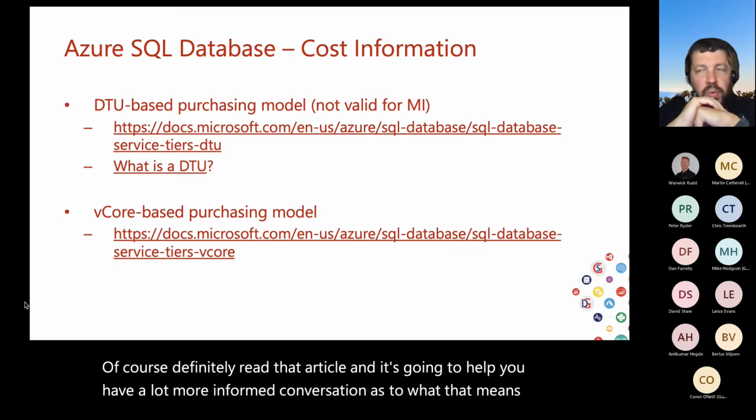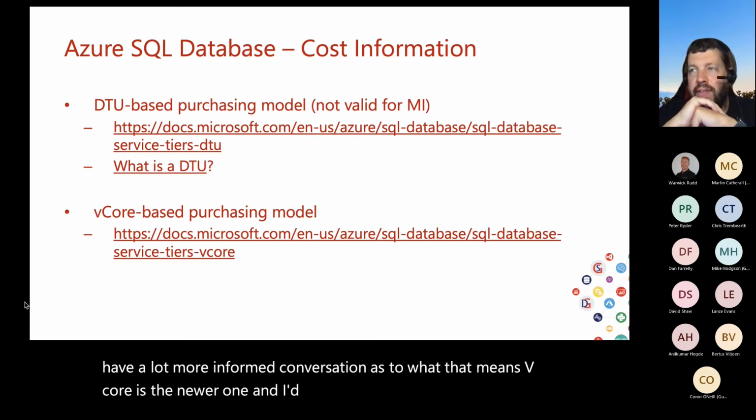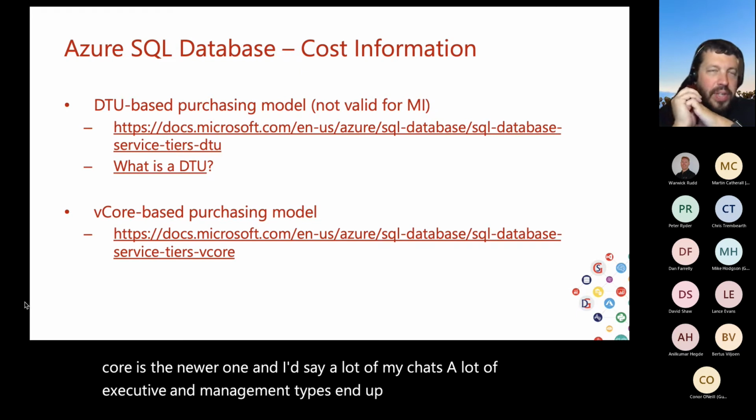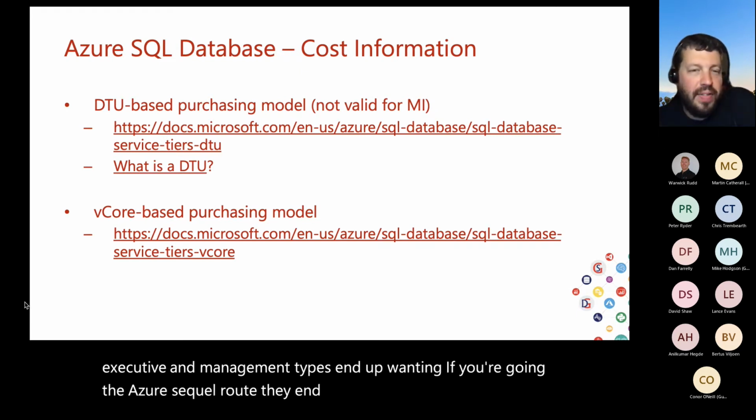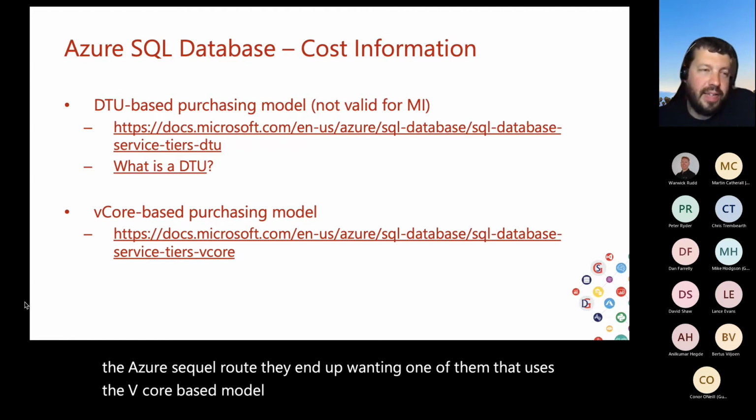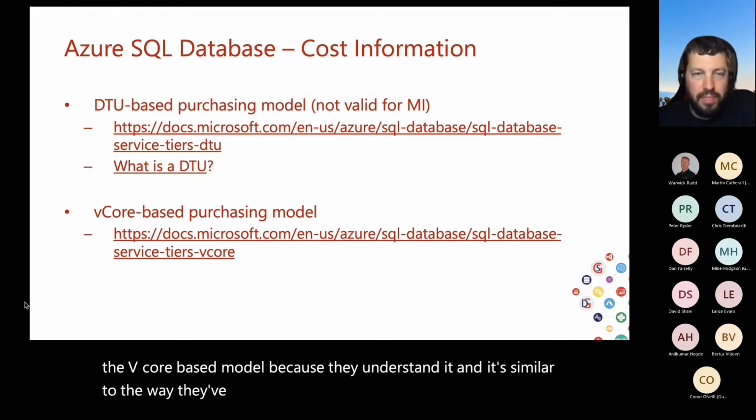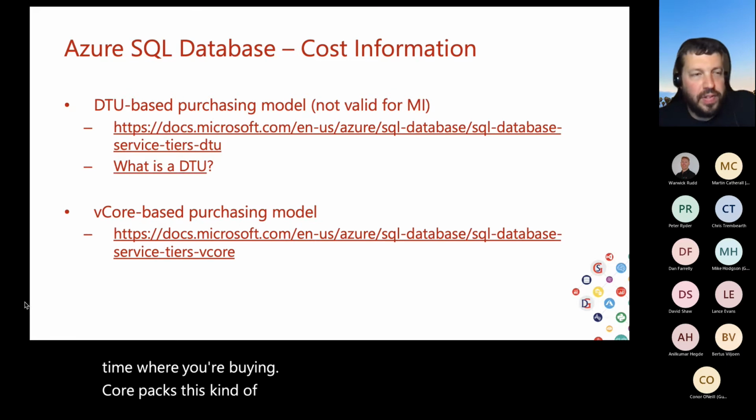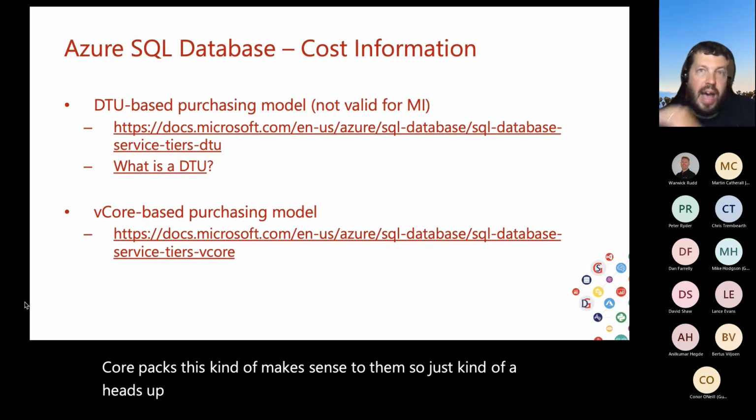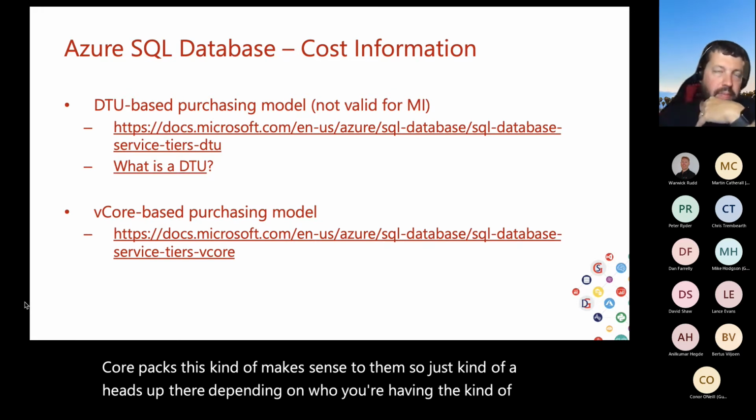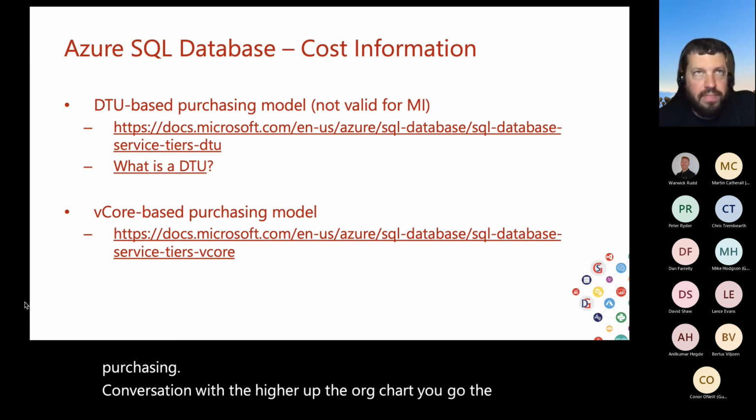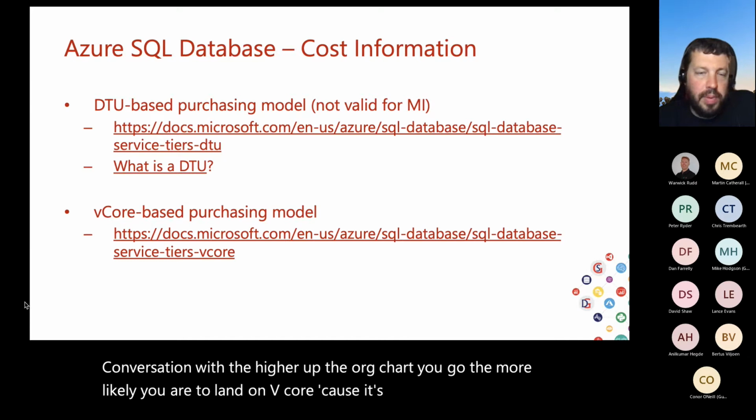vCore is the newer one, and I'd say a lot of my chats, a lot of executive and management types, if you're going the Azure SQL route, end up wanting one of them that uses the vCore based model because they understand it, and it's similar to the way they've bought SQL Server on-prem for a long time, where you're buying core packs. This kind of makes sense to them. So just kind of a heads up there, depending on who you're having the purchasing conversation with, the higher up the org chart you go, the more likely you are to land on vCore because it's comfortable terminology.